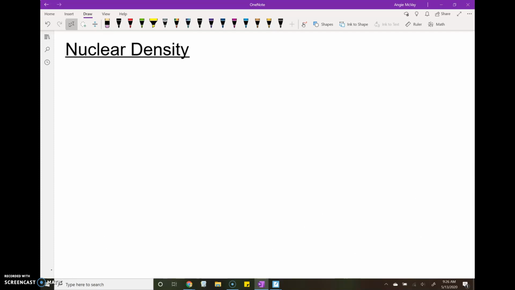So now let's talk about nuclear density. What we're going to do is assume that a nucleus is a sphere. It's not perfectly a sphere, but we're going to make that assumption. So we can say that the volume of the nucleus, that spherical volume, is proportional to the number of nucleons in there. The more protons and neutrons are in the nucleus, the greater volume the nucleus will have. So this is protons and neutrons, like the mass number.